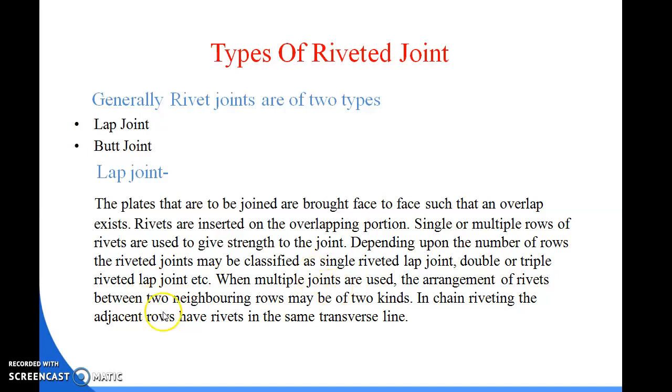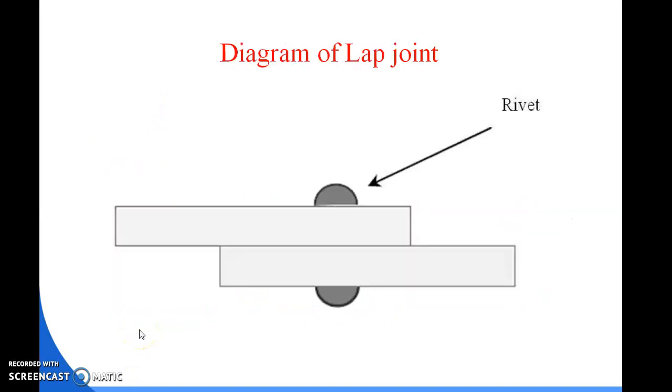According to this, we see the diagram of the whole lap joint, where the first plate overlaps the other plate, and we make a hole and enter the rivet through the two plates. Then the two plates are joined together.